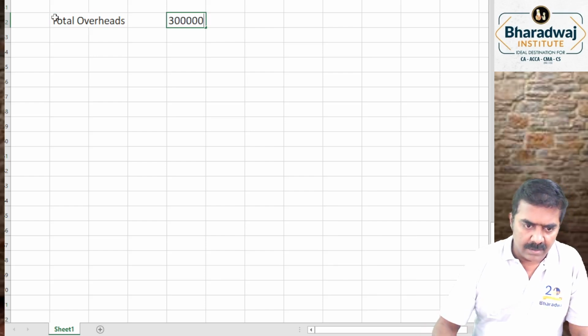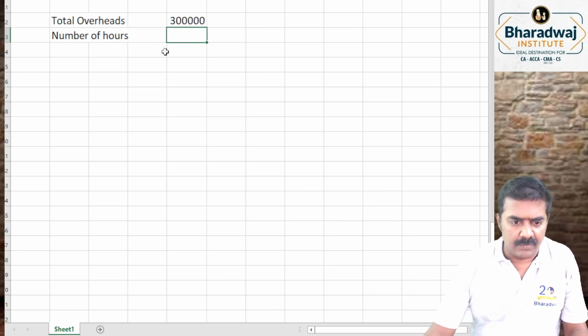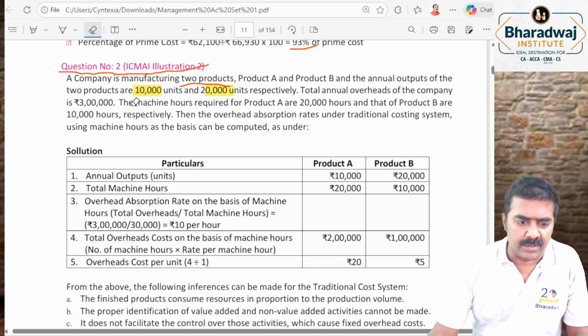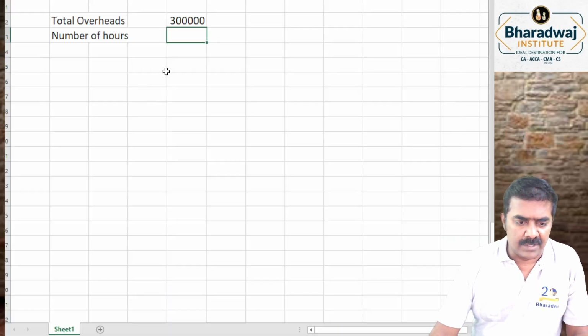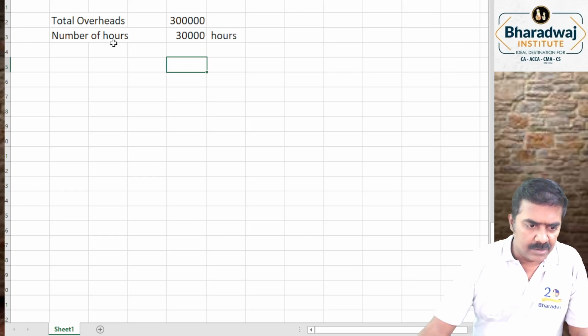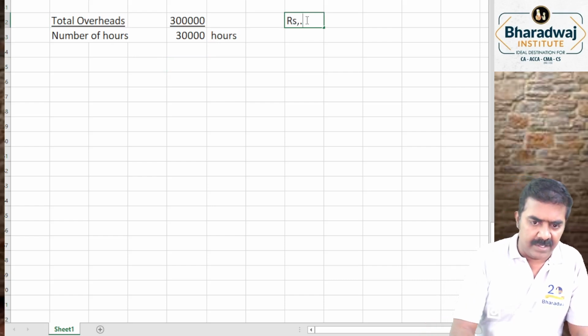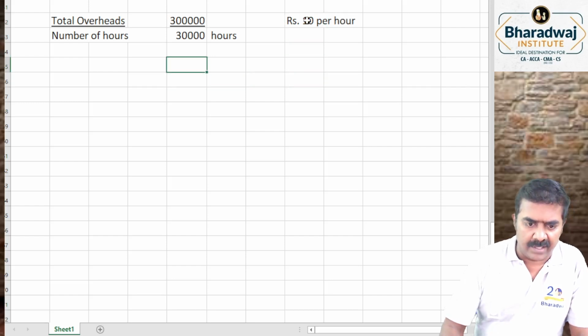3 lakhs divided by number of hours. What is the total number of hours? A plus B together? 30,000 hours. Okay, so what is the rate per hour? 10. That is rupees 10 per hour. So let us assign the cost for product A and B based on this.